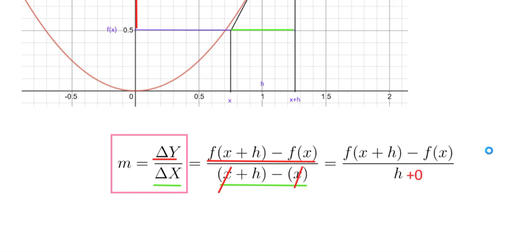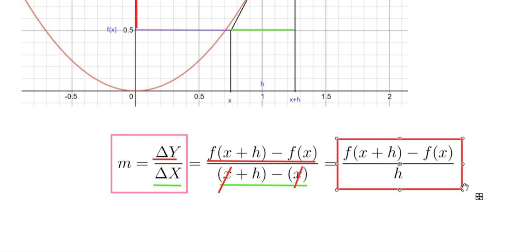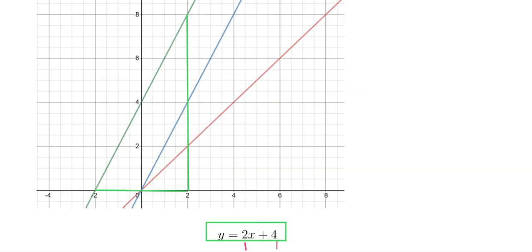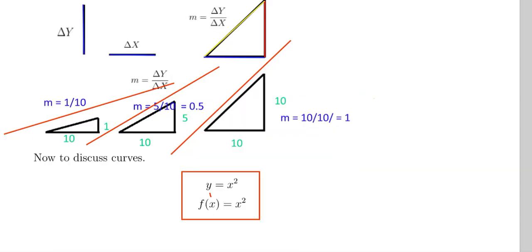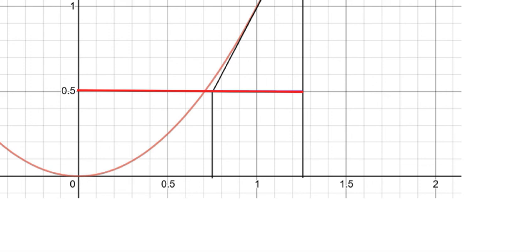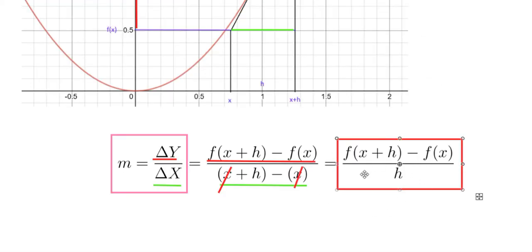So instead, I'm just going to leave it as h, leaving me with the formula that I can now use to calculate the gradients of curves, rather than just utilizing changing y divided by changing x and measuring it with a ruler, or having a scenario where the gradient isn't simple to measure because it's, for example, a straight line like y equals x, y equals 2x. We can have something as complex as a curve now, and instead utilize this equation to calculate the gradient, and that's what we'll be doing in the next section.